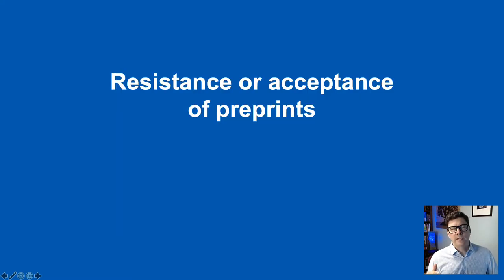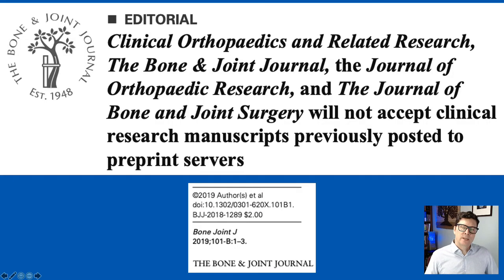When I mentioned the 1999 proposal to start a preprint server for biology, I showed you that there was some resistance from the journals. What about now? This is an editorial from 2019. Clinical Orthopaedics and Related Research, the Bone and Joint Journal, the Journal of Orthopaedic Research, and the Journal of Bone and Joint Surgery will not accept clinical research manuscripts previously posted to preprint servers. So as recently as 2019, we still have some journals that are resisting preprints.